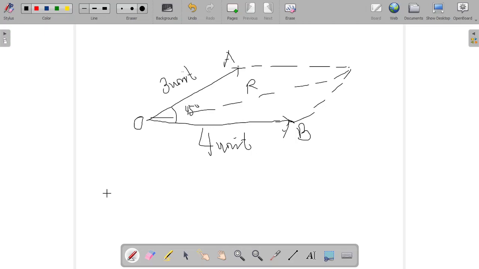How do we solve for the magnitude? We find out that this 3 units is also the same as 3 units here, because it's a parallelogram, so they are equal. And 4 units here is also 4 units here. The opposite sides are equal. So how do we solve a question like this? Let's extract the diagram from this point.